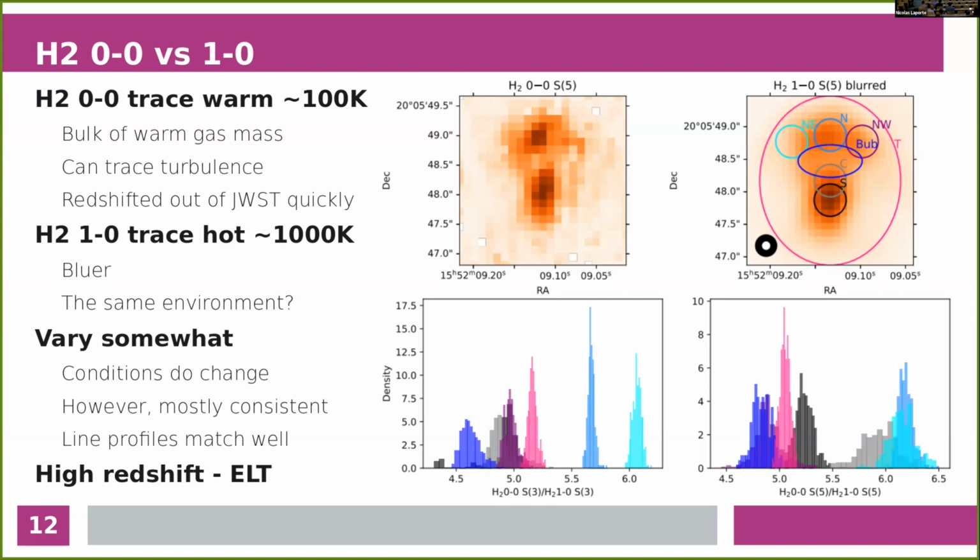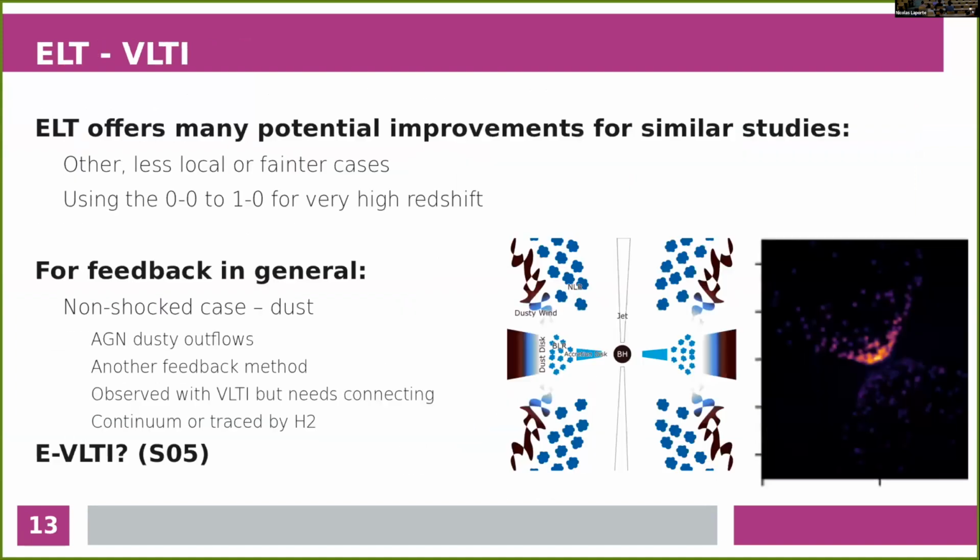So all in all, for high redshift objects, you can probably use the ro-vibrational lines as stand-ins for the rotational ones, which is very important when it comes to studying this kind of turbulence and feedback at higher redshift with the ELT. Because the ELT will allow us to start to get the flux limitations that we need to be able to observe these at much higher redshift.